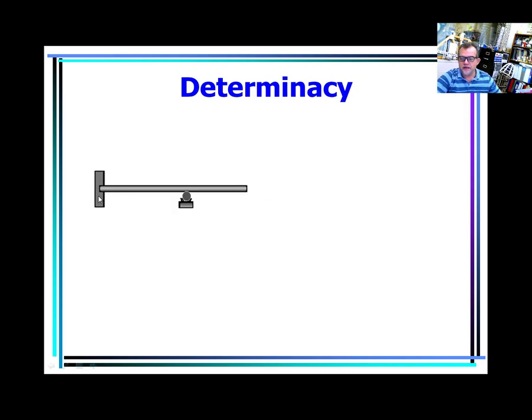This one here, this is fixed, this is a roller. 4 unknowns, 4 reactions, and 1 body. So R equals 4, N equals 1, meaning R is bigger than 3 times N. That's indeterminate. And because this is 4 and this is 3 times 1, 3, 4 minus 3 is 1, you say it's statically indeterminate of first degree.